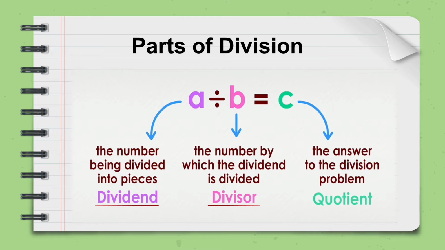And after you divide, your answer, which is C, which means any number, is the answer to the division problem. So your answer is called quotient. Everybody please say quotient. So again, the first number, or rather say fraction, is called dividend. The second fraction is called divisor. And your answer is called quotient.